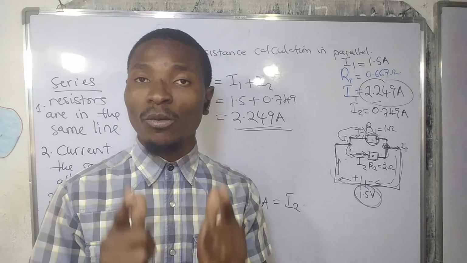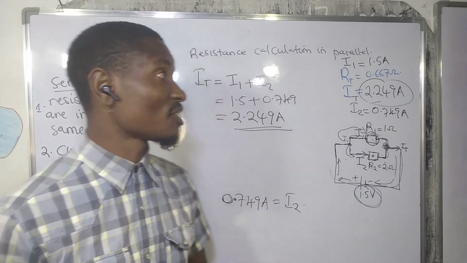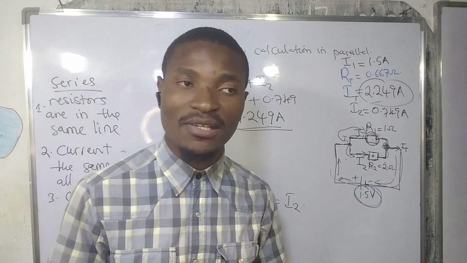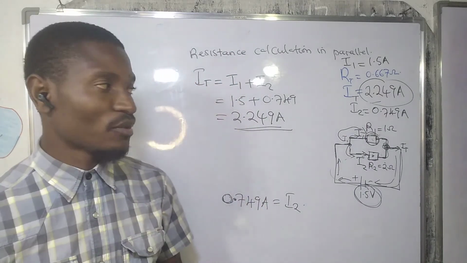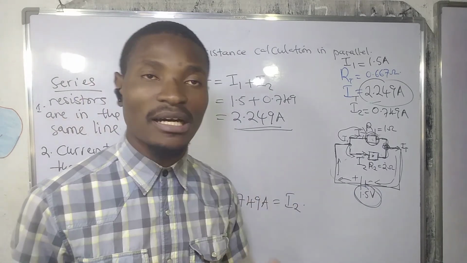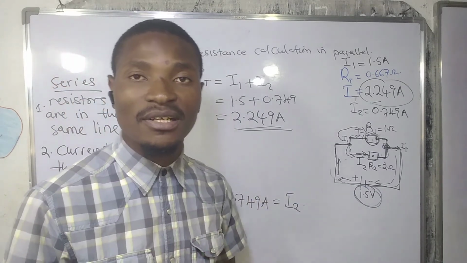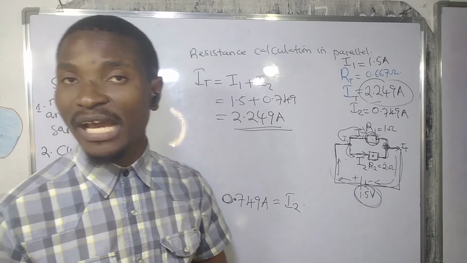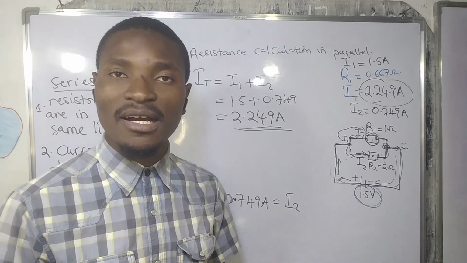Okay, so this is the end of our session under calculation of resistance, and how you can also prove the other quantities, like how you can find the total current and how you can find the total voltages in the two types of circuits, the series as well as the parallel.